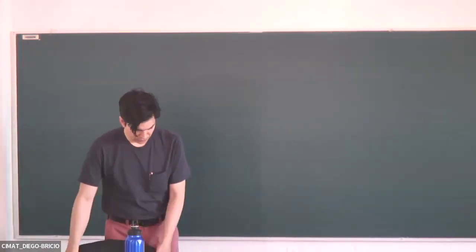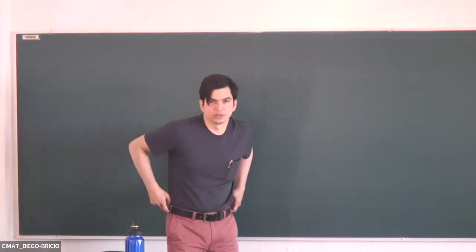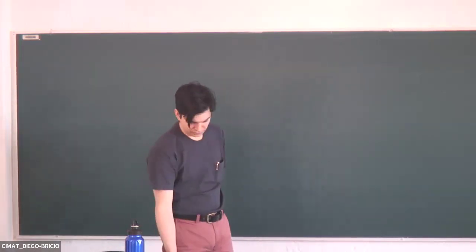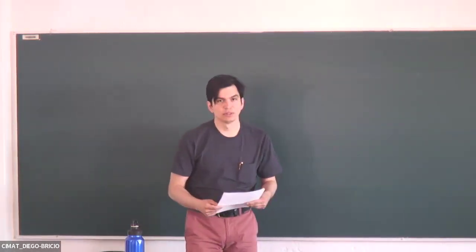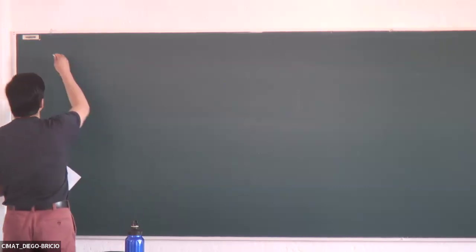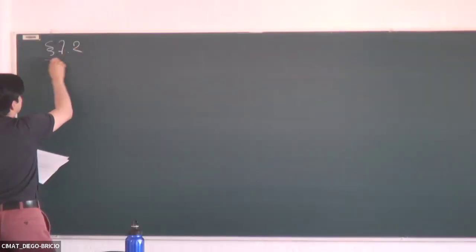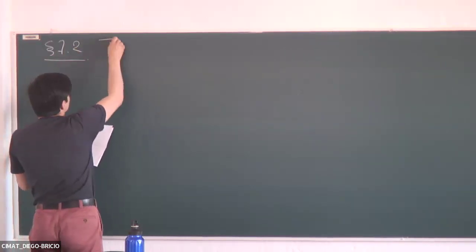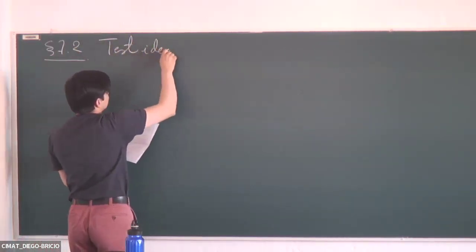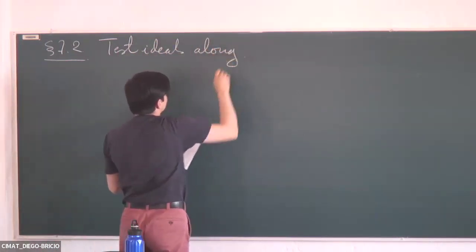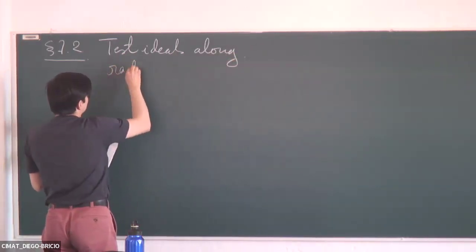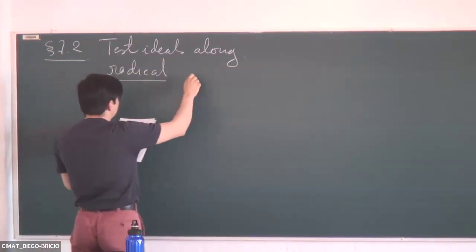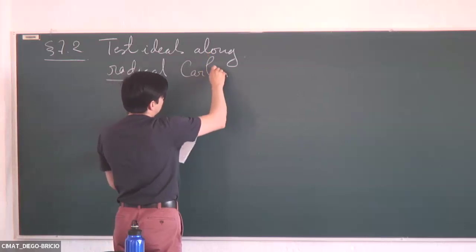Okay, so today we're gonna talk more about test elements and how they ensure against the existence of test ideals. But now we're gonna really specialize to the case that matters the most. So this is section 7.2, and this is the subject of test ideals along, let's say, radical Cartier ideals.